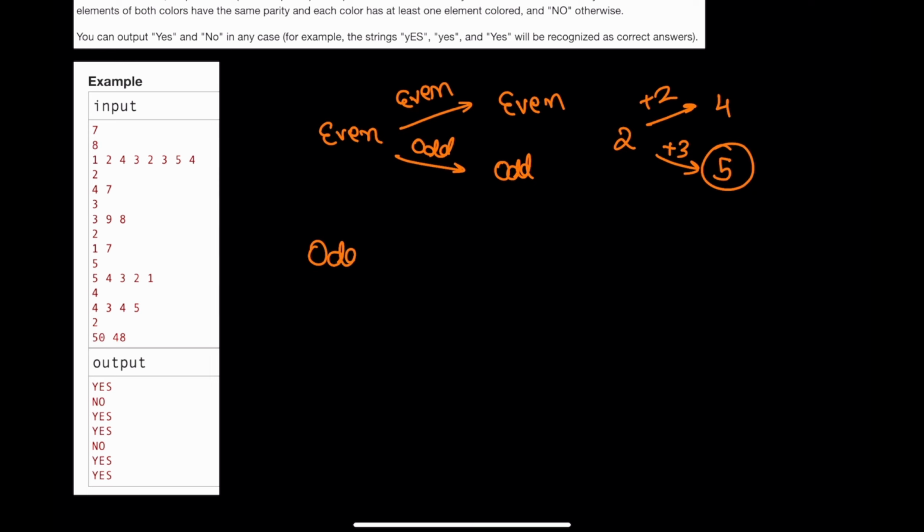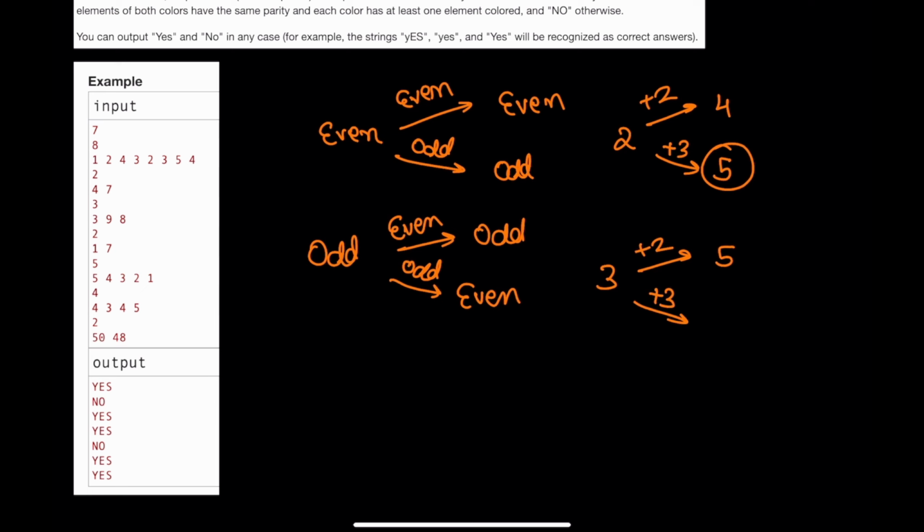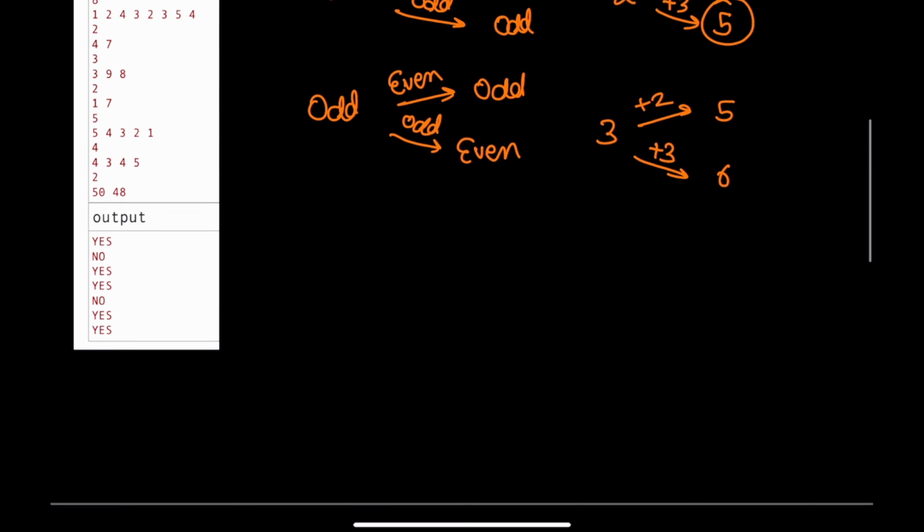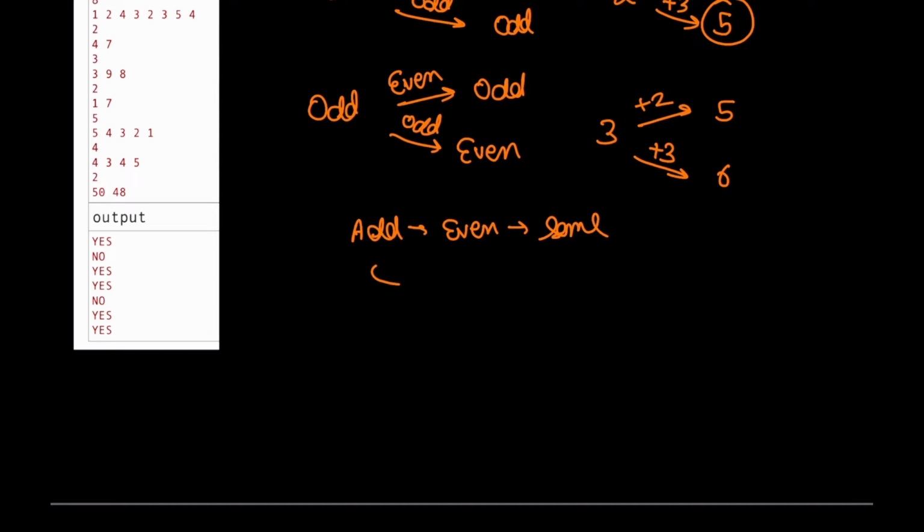Now let's suppose the case for odd. If we add an even element, the parity remains odd. If we add an odd element, the parity changes to even. Let's take an example. Suppose for 3 we added 2, that means we get a 5, and we added 3, that means we get a 6. So 3 and 5 have the same parity. That means adding 2 doesn't change the parity, and 3 plus 3 is 6, and this is even, this is odd, so the parity again changes. So we boil down to two cases. If the addition is even, then the parity remains same. However, when it is odd, the parity changes.